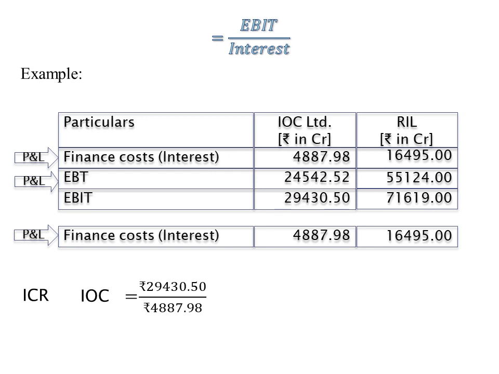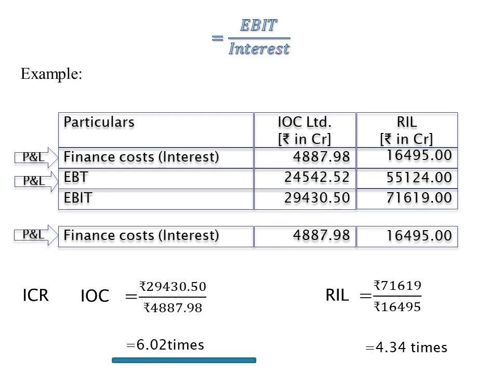Therefore, interest coverage ratio of IOC Limited is rupees 29,430.50 divided by rupees 4,887.98. This comes to 6.02 times, and of RIL rupees 71,619 divided by rupees 16,495. This comes to 4.34 times. You can check interest coverage ratios of these companies in their financials available online by using links given in the description box. You will find that for calculation of interest coverage ratio, companies use formula of EBIT upon interest.